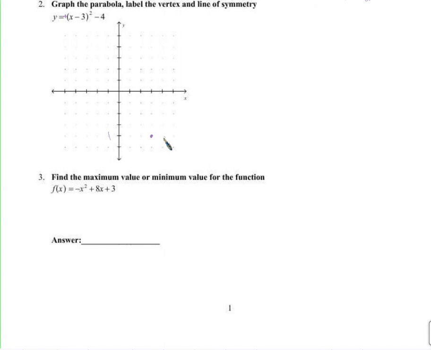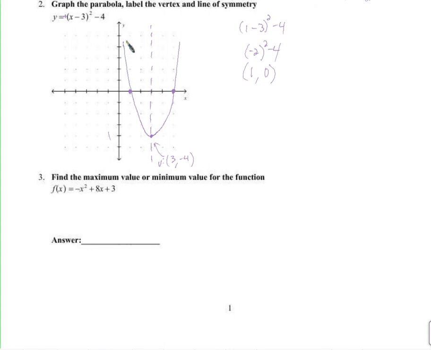And so, since I know that's where the vertex is, label the vertex. Vertex is at 3, negative 4. Line of symmetry, that'd be this guy right here. And then just plot some points. It doesn't really matter. Maybe I'll plug in 1, because I like to go 2 away from the line of symmetry as a general practice. So 1 minus 3 squared minus 4, that's going to be negative 2 squared minus 4. That's going to be 4 minus 4. That's going to be 0. So plugging in 1 gives me 0 for y. I should be able to reflect that across the line of symmetry and draw my parabola.